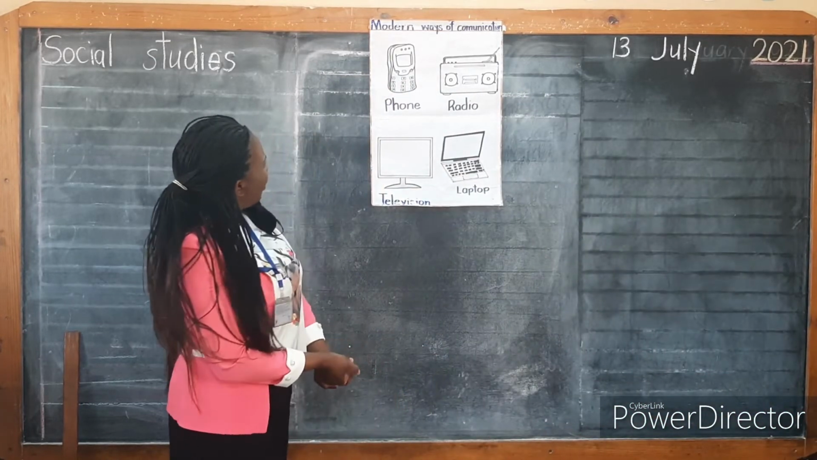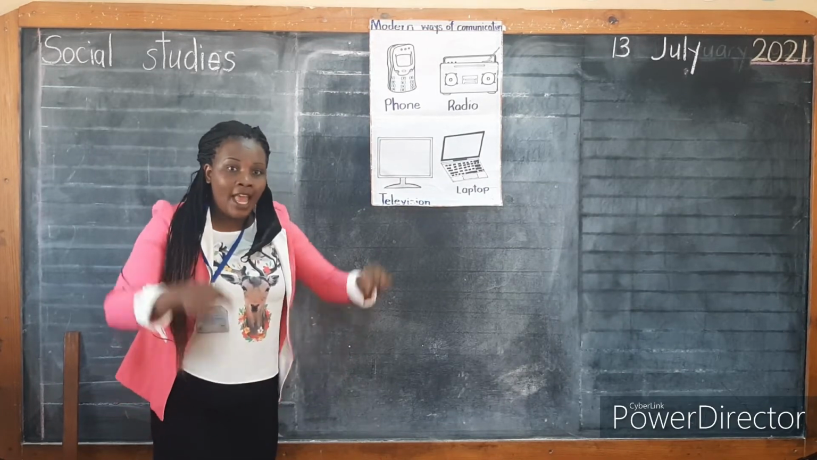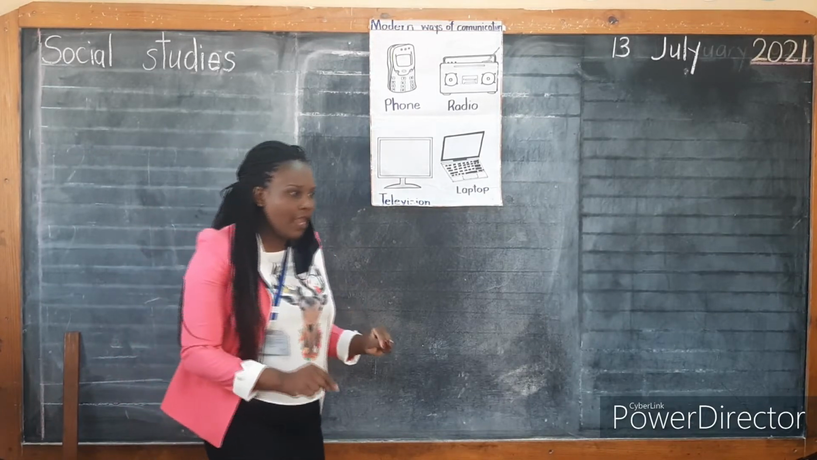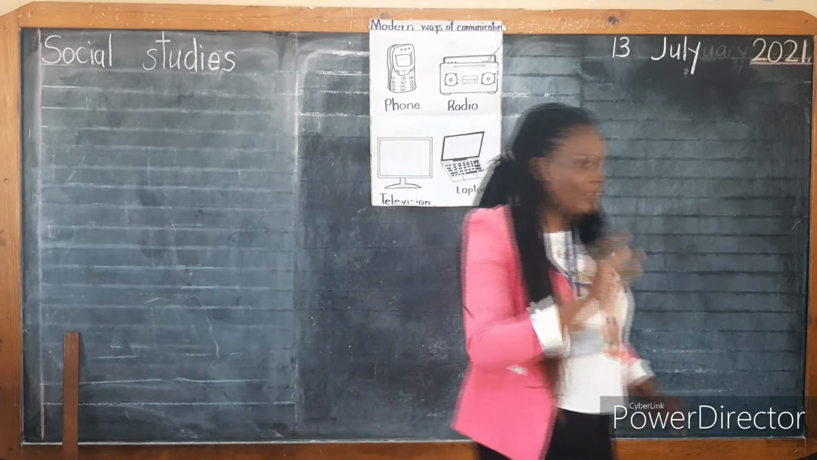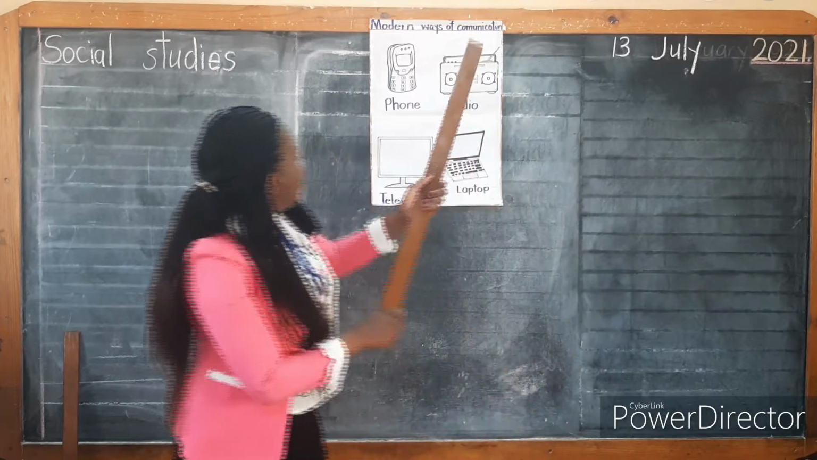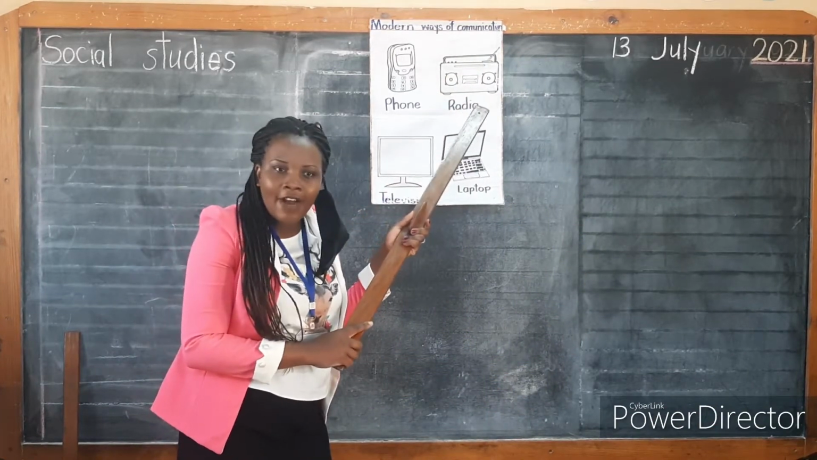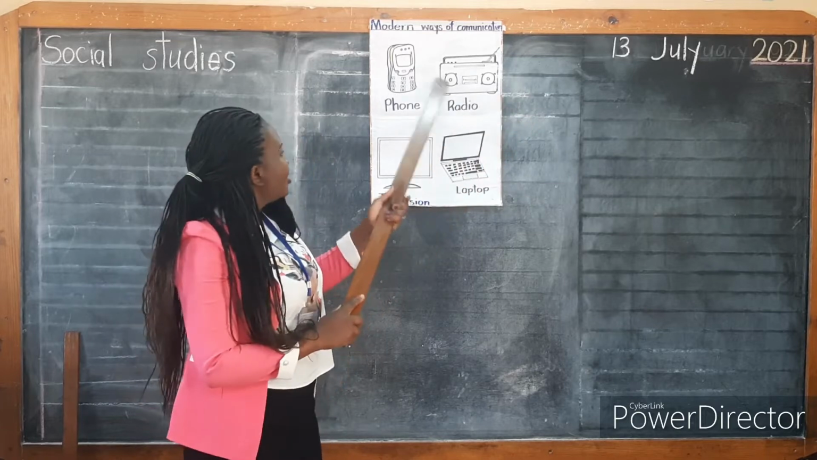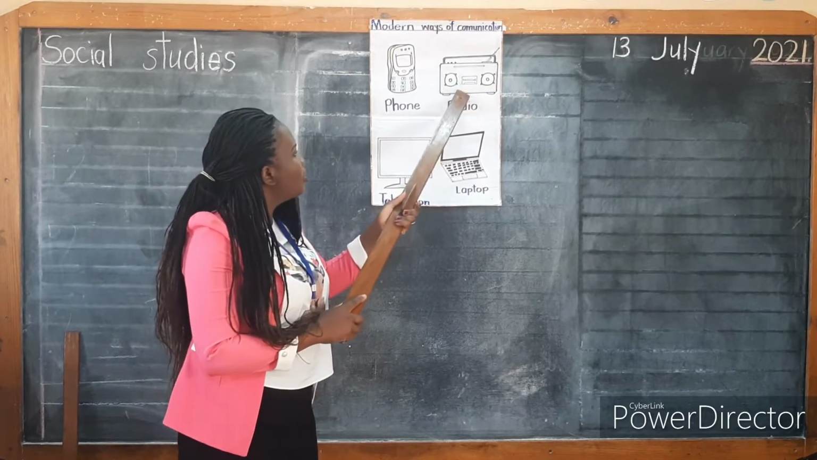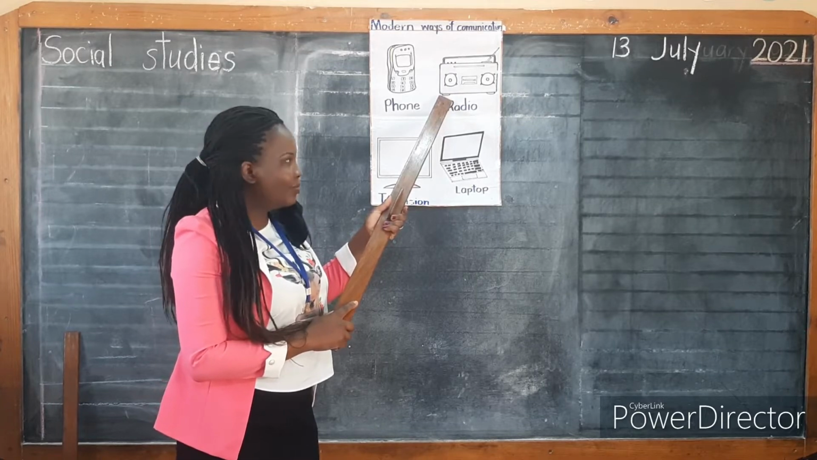So now, apart from a phone, there is another thing that we use to communicate nowadays. Okay, so I'm going to show you another thing that is used to communicate. What is this? I'm sure you're shouting, a radio. Yes, you're right. This is a radio. Do you have a radio in the house? Can you look at it?